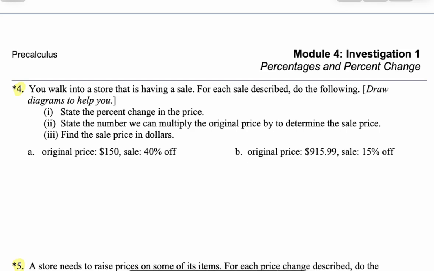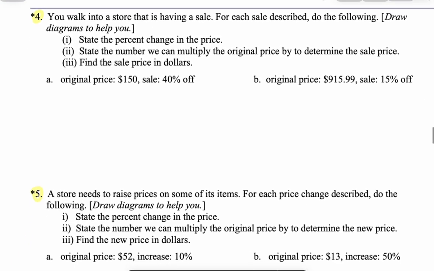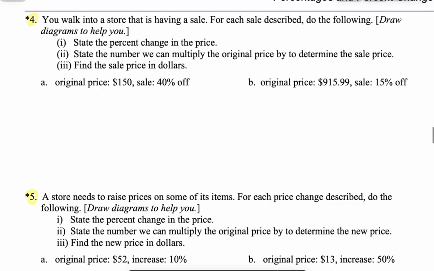So you walk into a store, it's having a sale. For each sale described, do the following. So we're going to state the percentage, state the number you multiply by the original price, and find the sale price. So we're going to do all that. I don't know exactly if we'll follow that exact order, but we'll do pretty close. Okay, so let's look at A. The original price is $150. The sale price is 40% off.